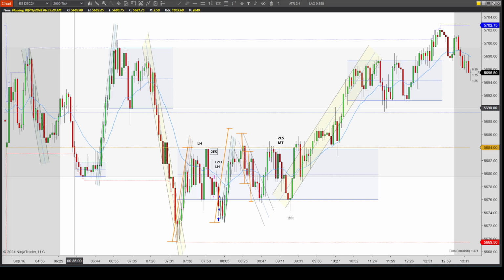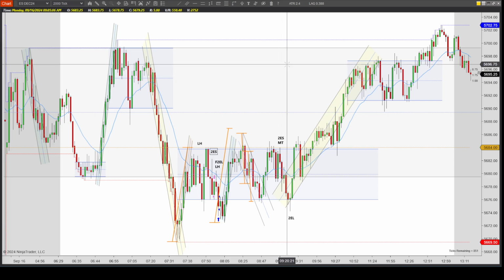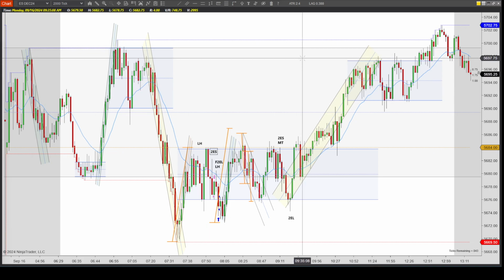So this is what the price action looked like today. I can contain it all on this one screen. As you can see, there weren't very many setups and there wasn't even a lot of movement. The total range is actually 5702 to 5669, so about 33 points.